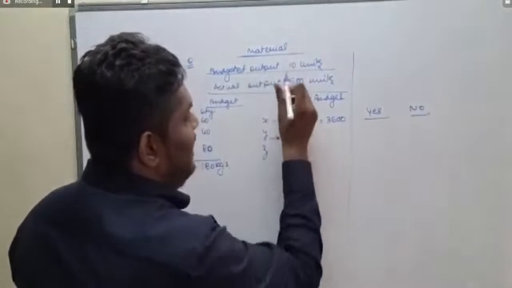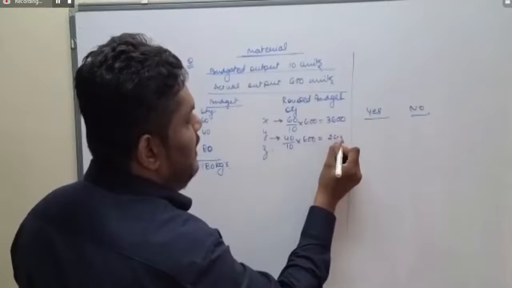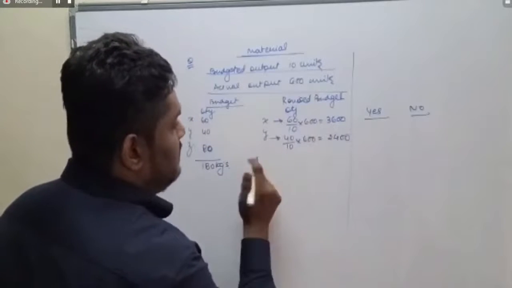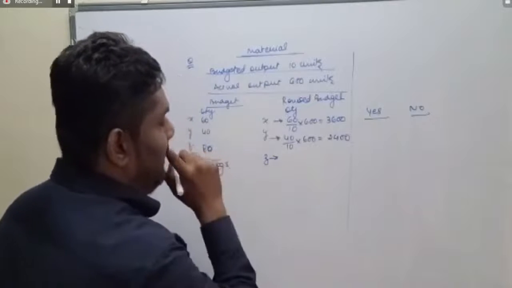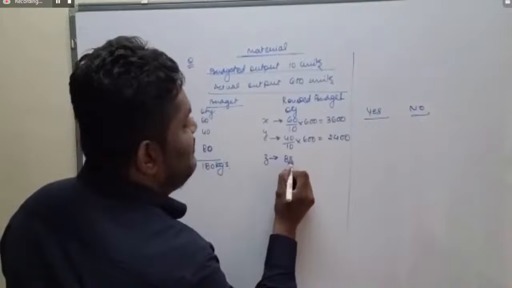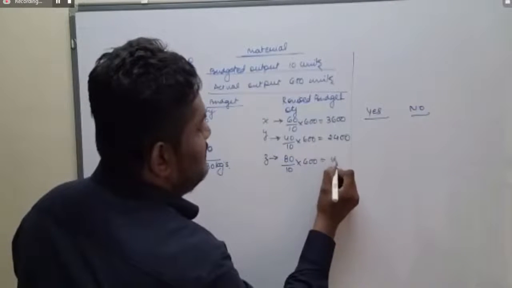40 kg is required for 10 units. So for 600 units, it will be 2400. Similarly, 80 kgs for 10 units of output. So for 600, how much is that? 4800.